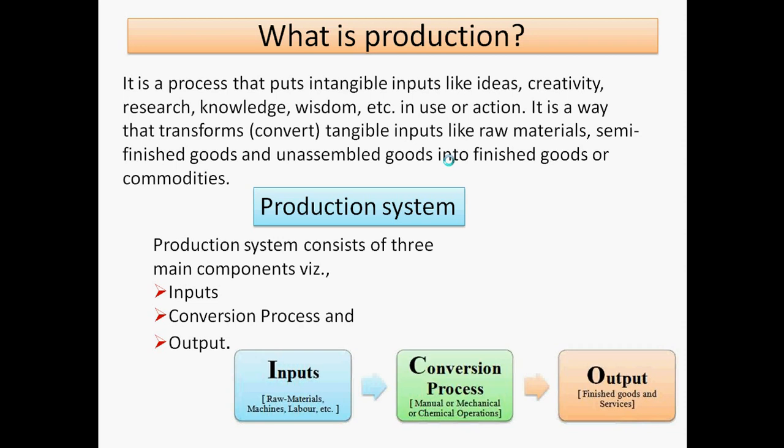It consists of three components, which we already discussed: input, the conversion process, and output. In input we have the raw material, machines, labor, etc. These are the inputs we are controlling. Then we have to process them, for which we require a manual, mechanical, or chemical way, and then we can convert them into the output. This is the production system.